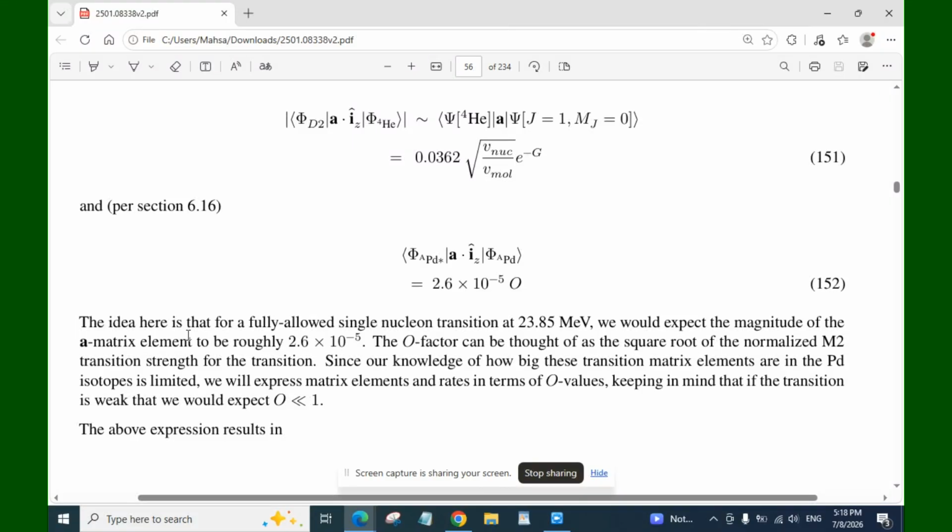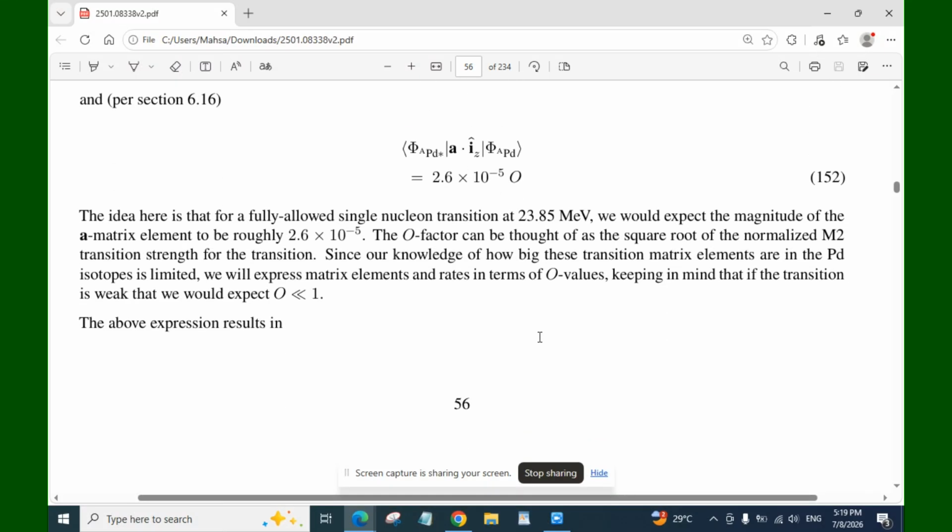So the idea here is that for a fully allowed single nuclear transition at 23.85 megaelectron-volt, we would expect the magnitude of the A matrix element to be roughly 2.6 multiplied by 10 to the power minus 5. The Omicron factor can be thought of as the square root of the normalized M2 transition strength for the transition. Since our knowledge of how big these transition matrix elements are in the palladium isotopes is limited, we will express matrix elements and rates in terms of Omicron values, keeping in mind that if the transition is weak, we would expect Omicron is less than 1.